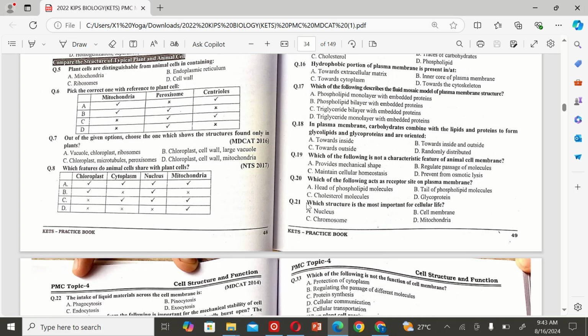Glycoprotein. The next MCQ is: which structure is the most important for cellular life? A. Nucleus. B. Cell membrane. C. Chromosome. And D. Mitochondria. So the correct option is B. Cell membrane.